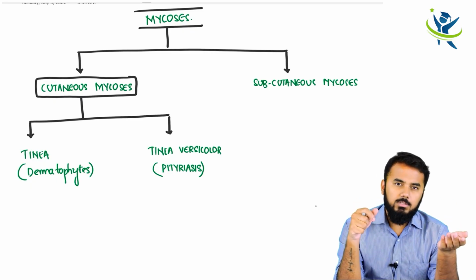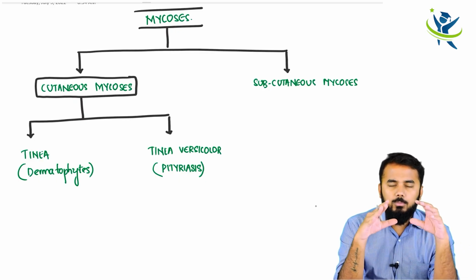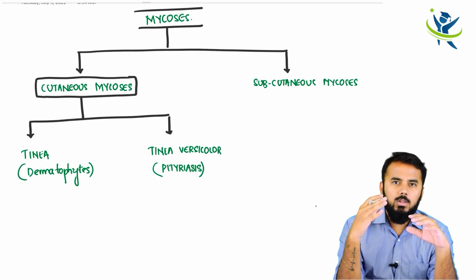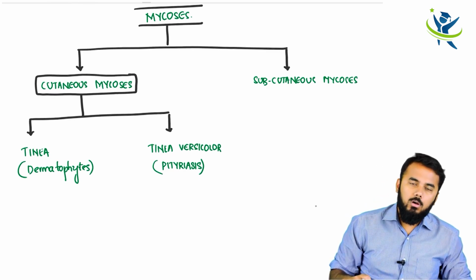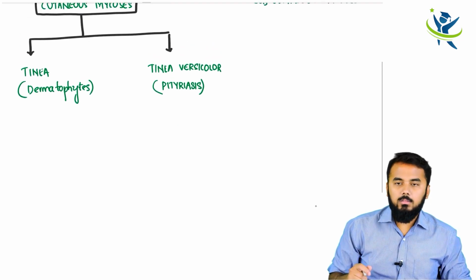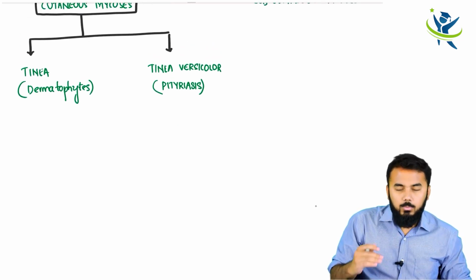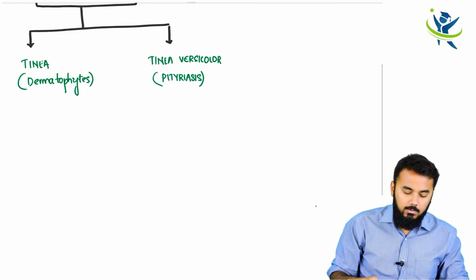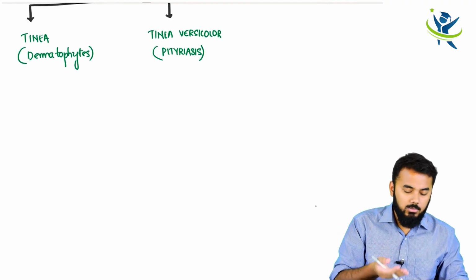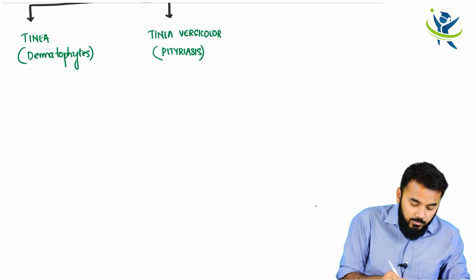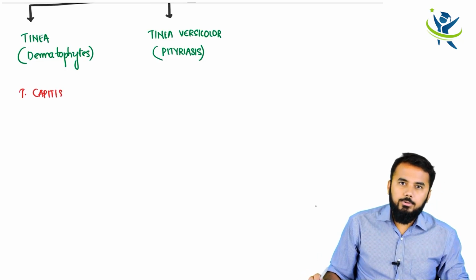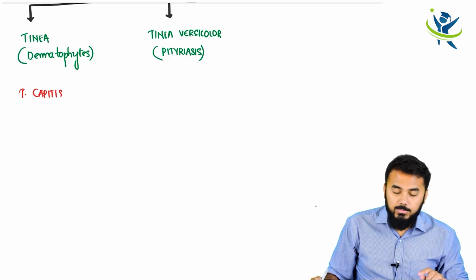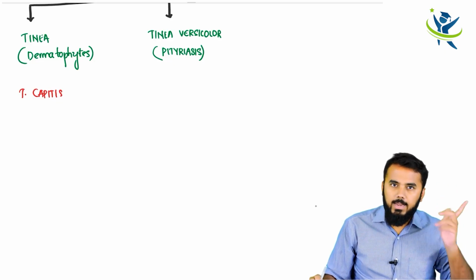Now tinea infections are caused by a group of organisms called dermatophytes. What are this group of organisms? I'll be telling you. But before that, let me write down what we discuss in tinea: the infections that happen because of tinea. So one is tinea capitis. Capitis means head, so it causes cutaneous mycosis in the head region.